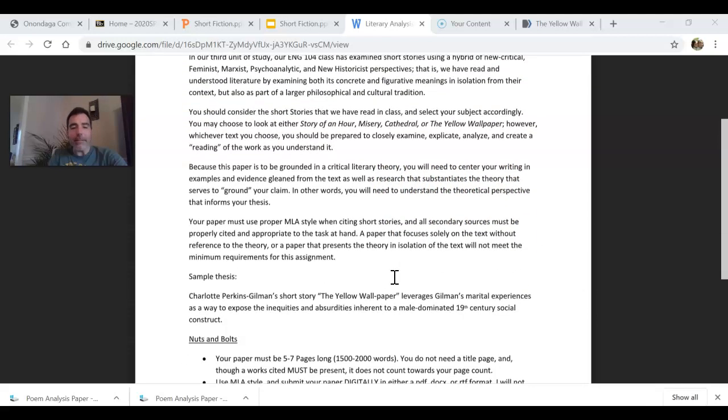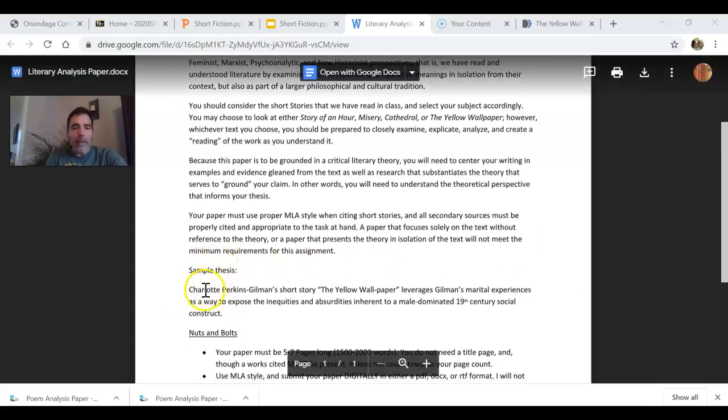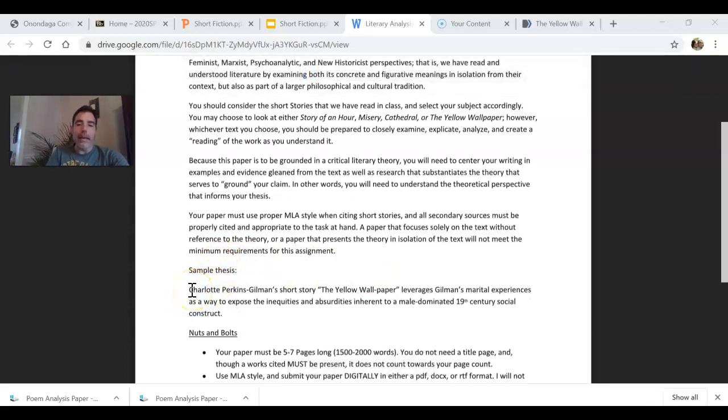So for instance, I'm going to skip down here. Let's say that we were going to look at this as a sample thesis. And you can use this as a jumping off point if you want to use The Yellow Wallpaper, which I think is prudent. I've given you a whole bunch of resources.